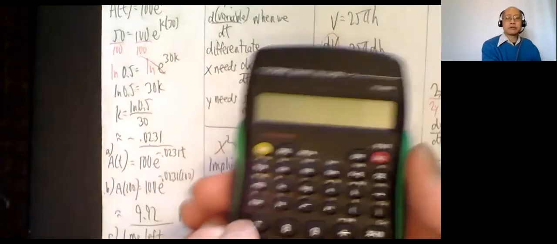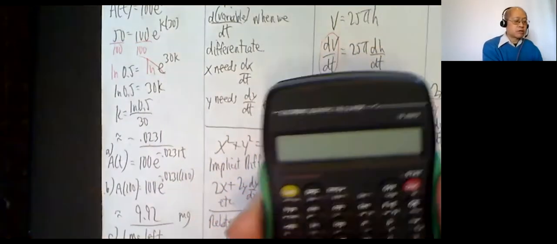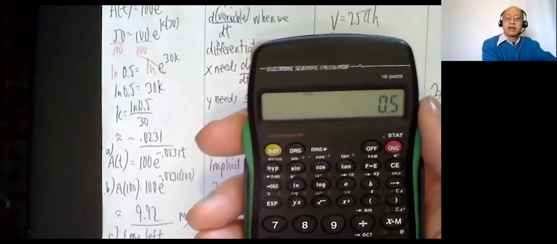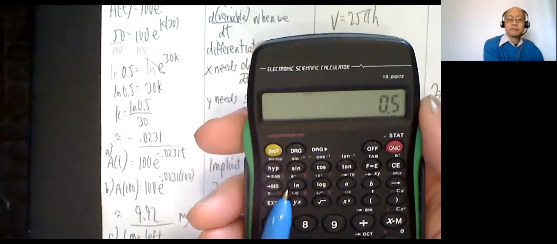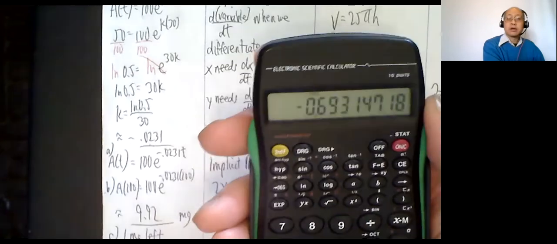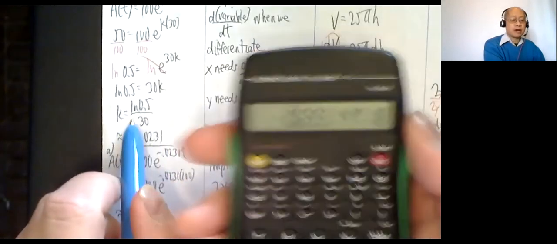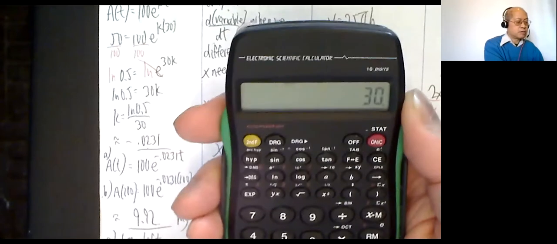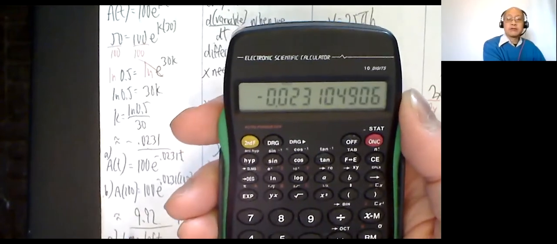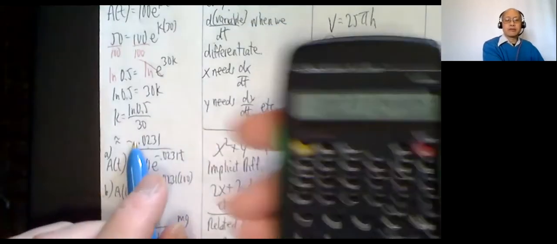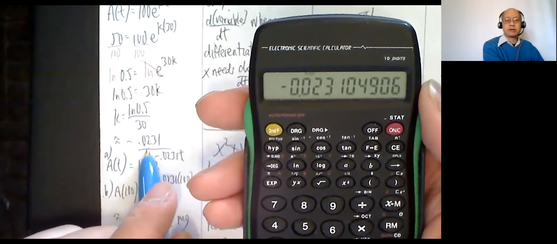So those of you that have the slower, backwards type of calculator, for ln 0.5 you have to go backwards: 0.5 first, and then hit ln. Just experiment with your calculator if you're not sure how it works. Then I'm supposed to divide it by 30, so divided by 30 equals negative 0.023104. I rounded to negative 0.0231, as you can see.